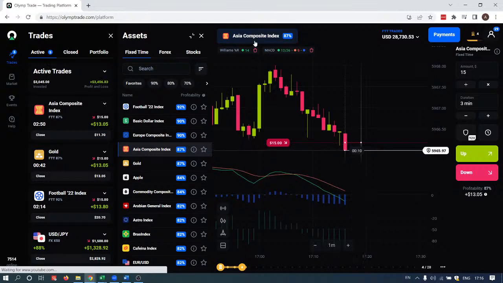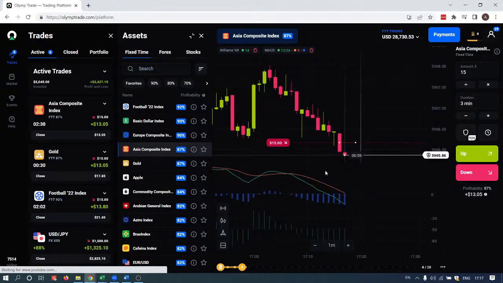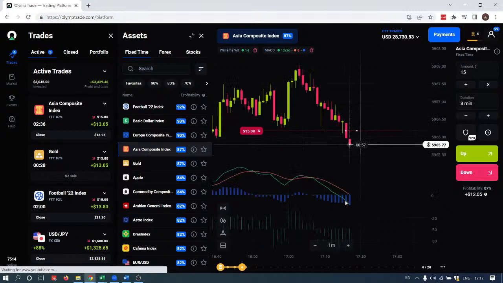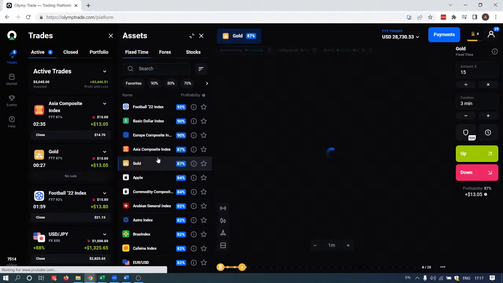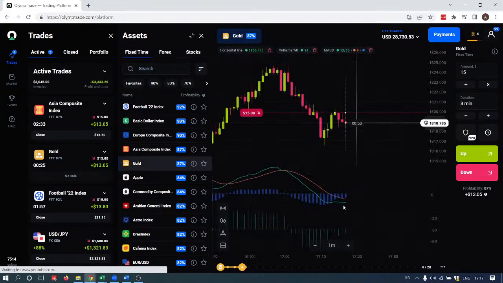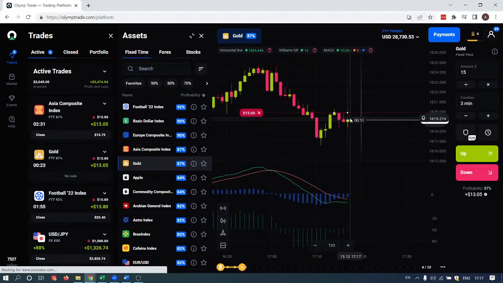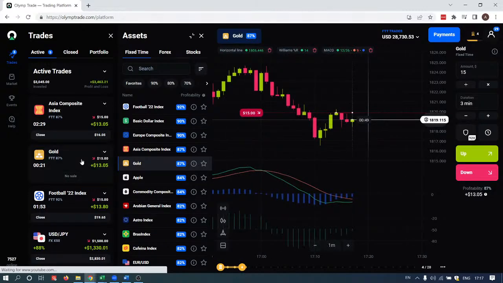So guys, another trade appears on the Asia Composite Index. As you can see, we've been downtrending since the beginning of this hour, since 17:02 my local time, and the signal is there. So following this beautiful strategy, I open a trade downwards. My trade on gold. All right, so 20 seconds to go on this trade.